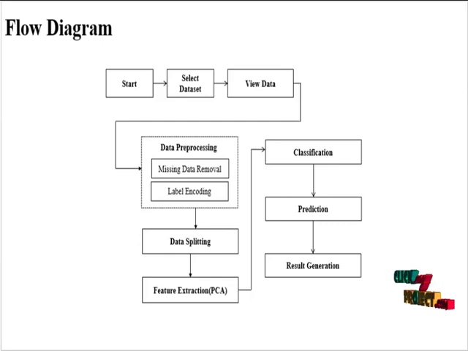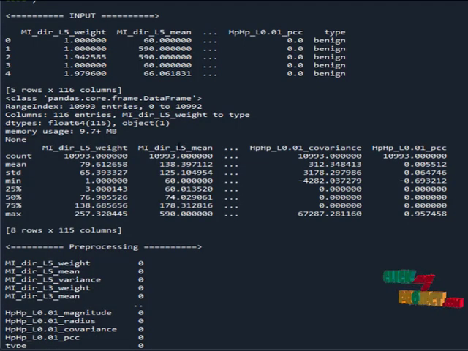And then we are going to do feature extraction. Here we have used the PCA method, that is principal component analysis. And then classification, here we have used three algorithms, two machine learning and one deep learning: random forest, Adaboost classifier and deep neural network. And then prediction, for the given random input we are going to predict whether it is affected or not. And then result generation, in which we are going to check the accuracy, classification report and the confusion matrix. Now we are going to see our project output.